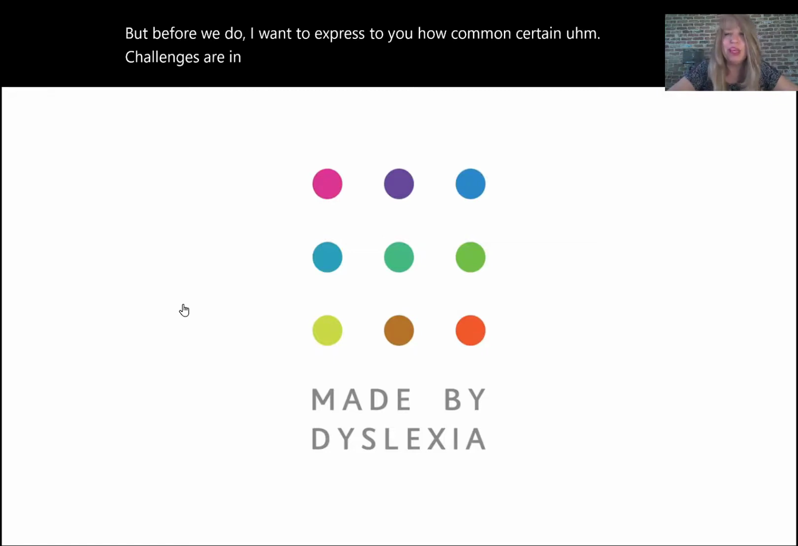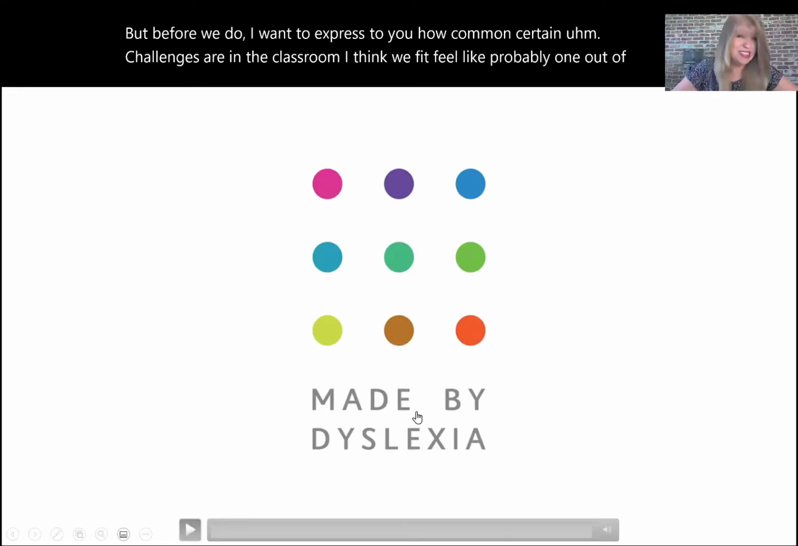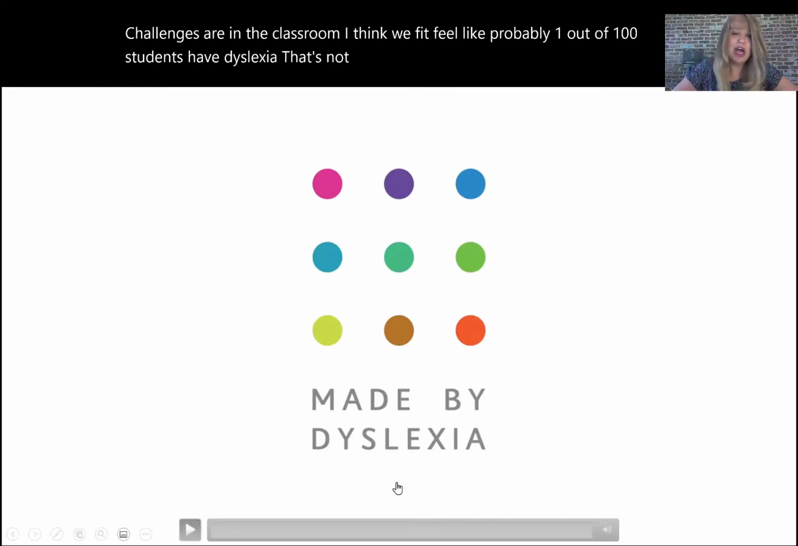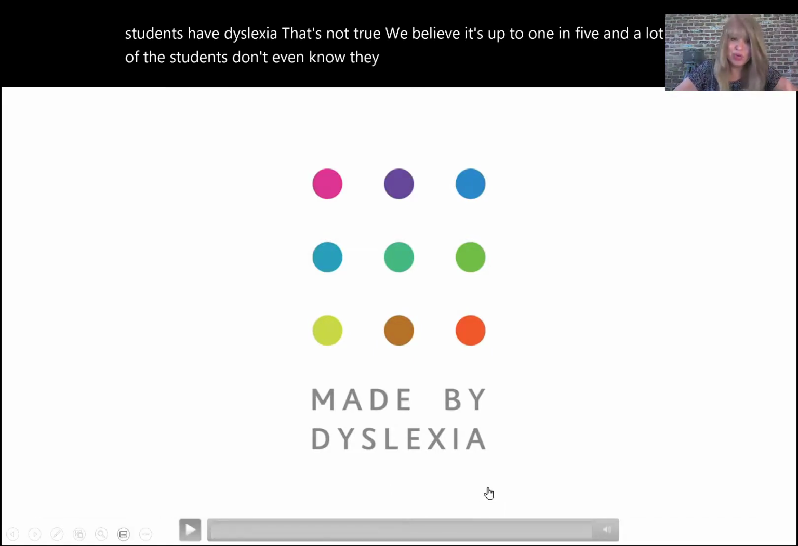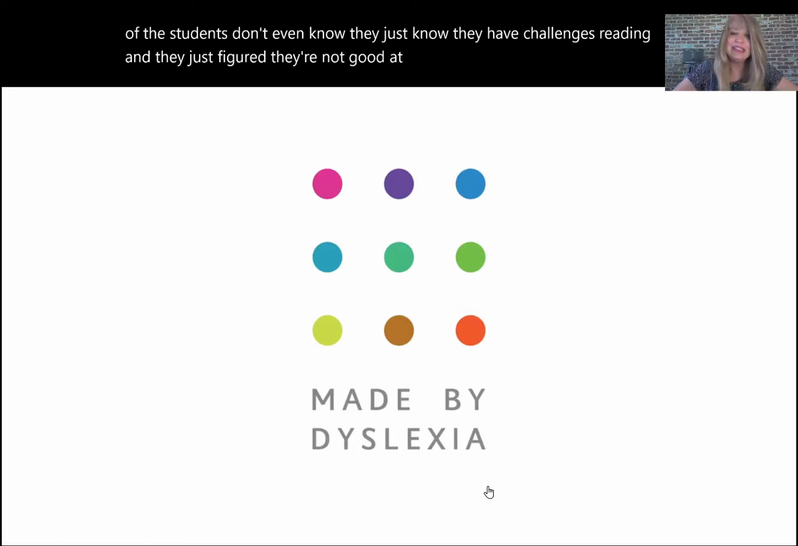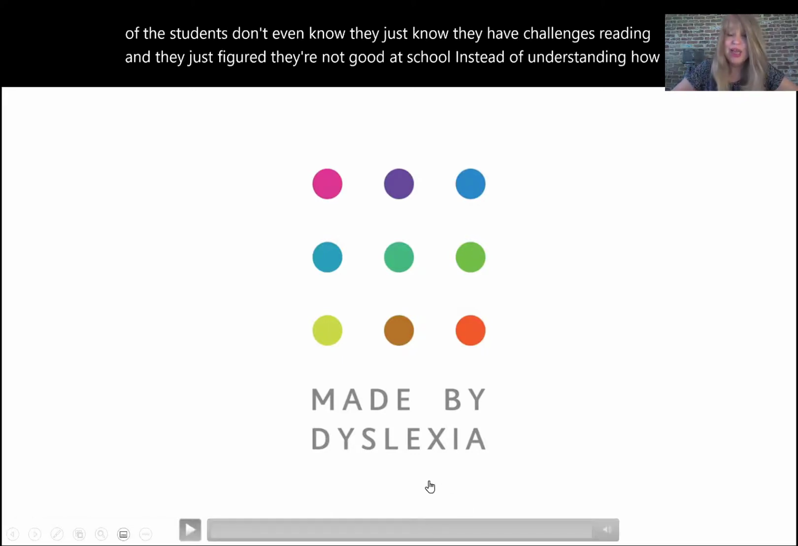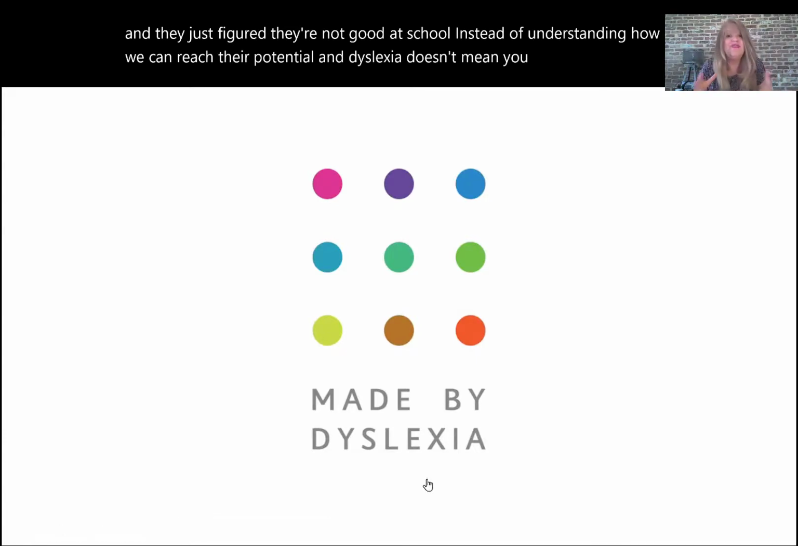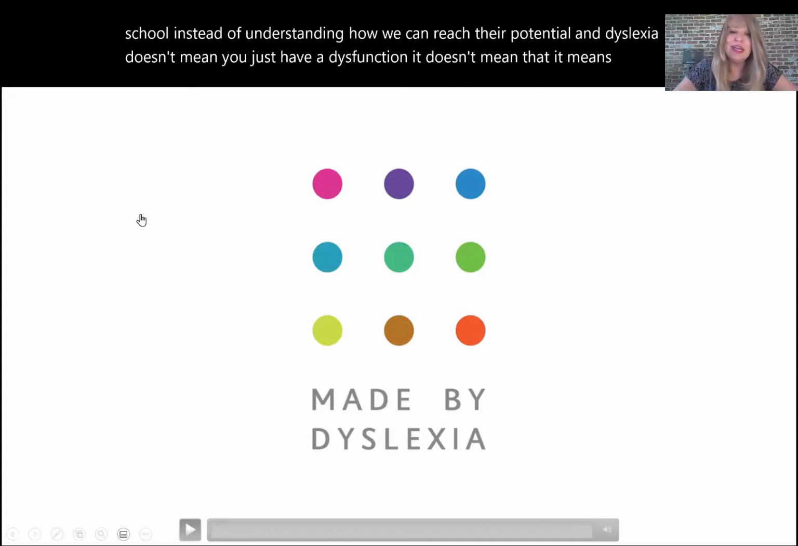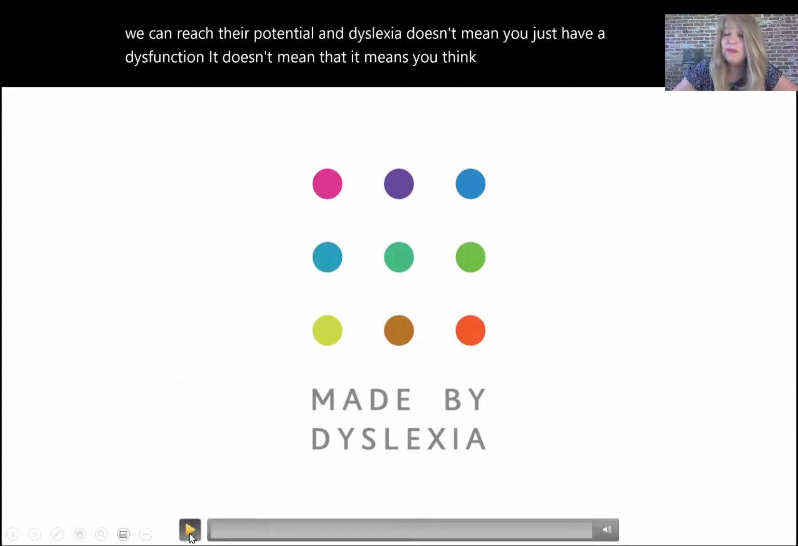I think we feel like, well, probably 1 out of 100 students have dyslexia. Well, that's not true. We actually now believe it's up to 1 in 5. And a lot of the students don't even know. They just know they have challenges reading and they just figure they're not good at school instead of understanding how we can reach their potential. And dyslexia doesn't mean you just have a dysfunction. It doesn't mean that. It means you think differently, but that can be a good thing. Let me show you.